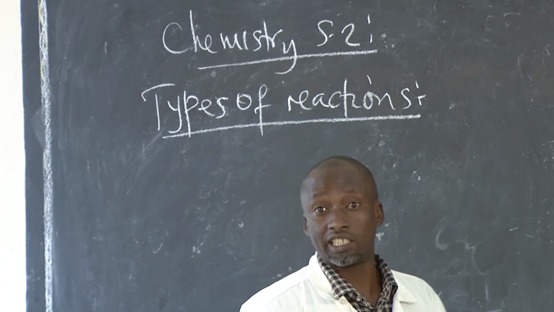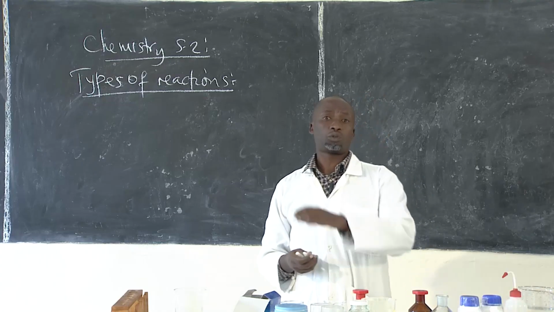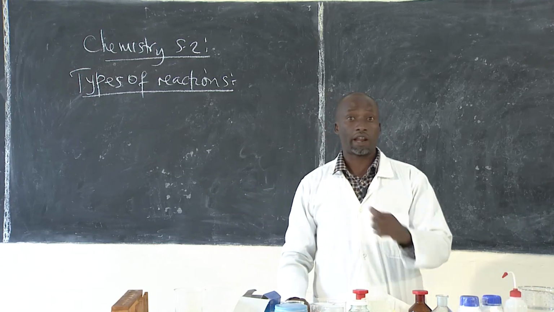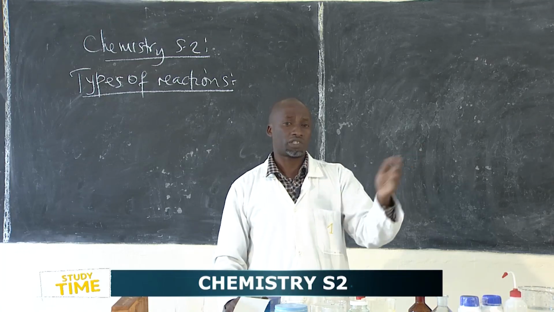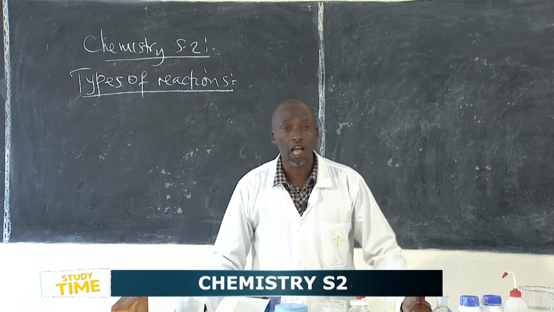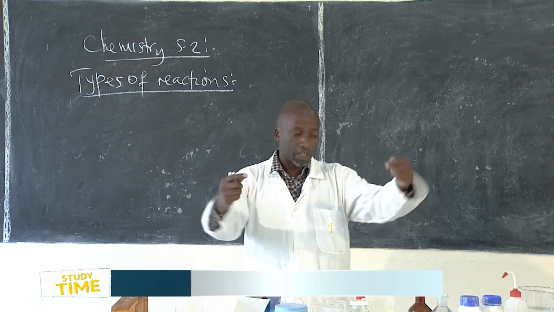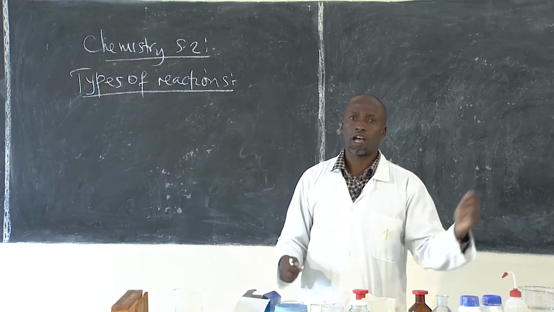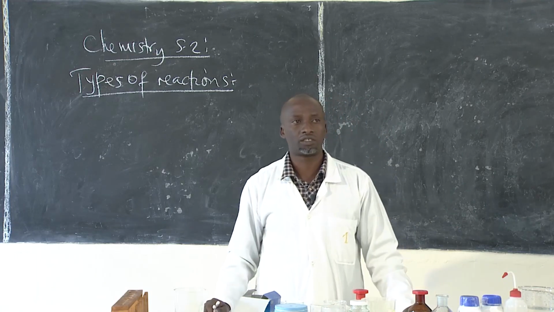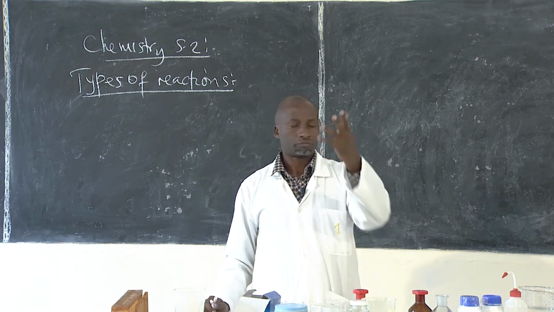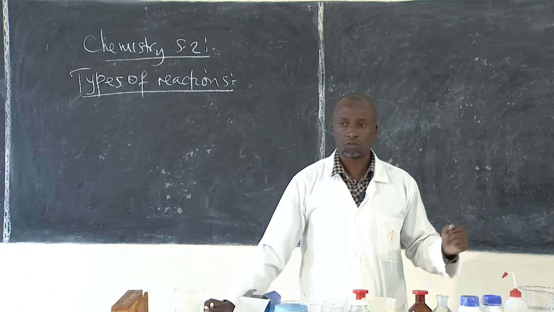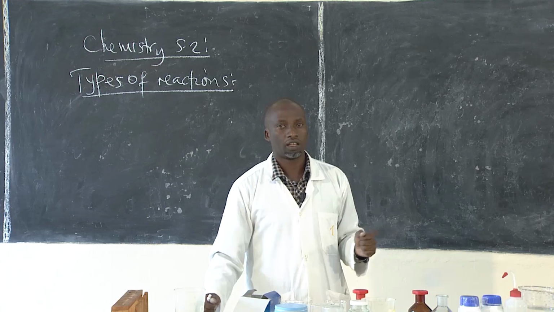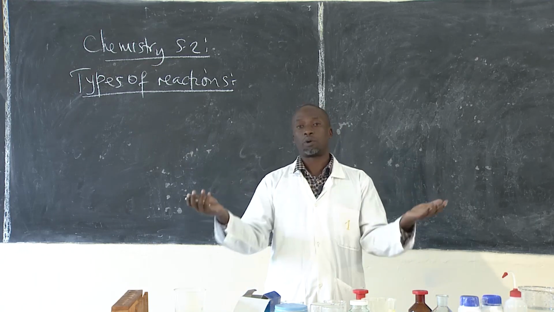We are going to look at the types of reactions. When we talk about reactions, we are referring to the chemical processes. And these chemical processes, some of them exist in nature. Some of these chemical reactions can also take place in the laboratories. Maybe you can even mention some of the examples that you know, some of the chemical reactions that take place in nature.